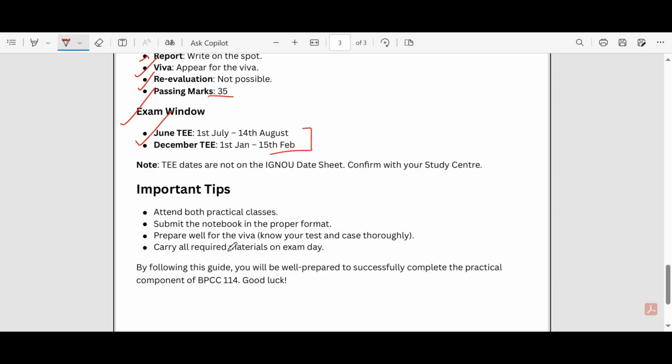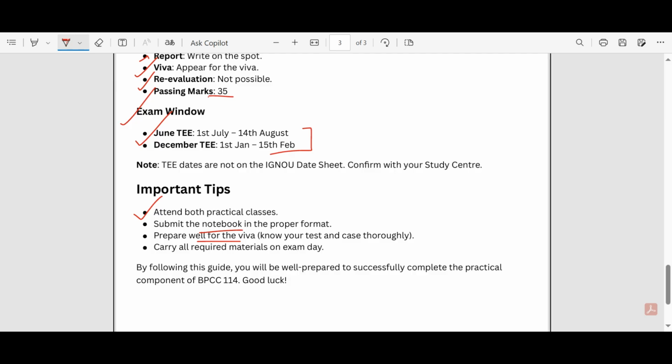So what are the tips that I will give you? I will give you that attend the practical classes. These are important. You can get very much insights about the practicals by attending these only. Right. And submit the notebook. Prepare well for the Viva. Right. The one that you are going to write, you have to prepare that by heart. You have to know everything about it.